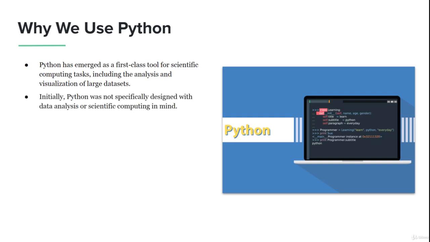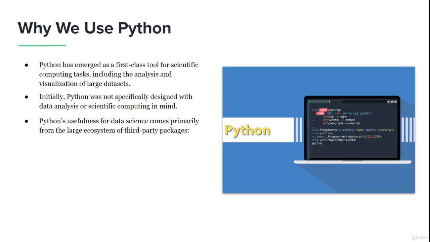Python initially was not specifically designed with data analysis or scientific computing in mind. That's why a ton of different libraries have been added for us to be able to visualize the data within Python. We need third-party libraries to allow us to visualize the data, present it, and showcase it in a very usable manner. Python's usefulness for data science comes primarily from the large ecosystem of third-party packages. Just like I mentioned, we have a ton of third-party packages available.